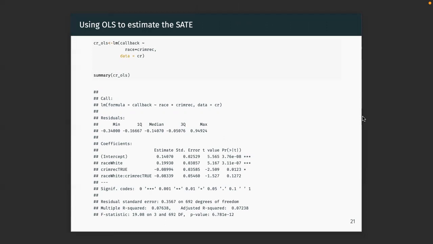So callback is a function of race times criminal record. So implicitly R will give us this model. We tell R to do this. It'll give beta 0 plus beta 1 times race plus beta 2 times criminal record plus beta 3 times race and criminal record. And we can see that. We get an intercept. We get beta 1, beta 2, and beta 3.